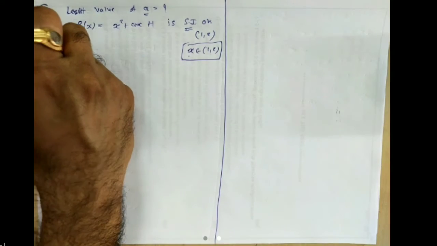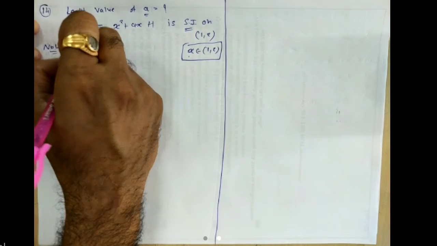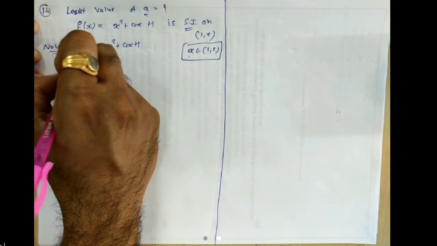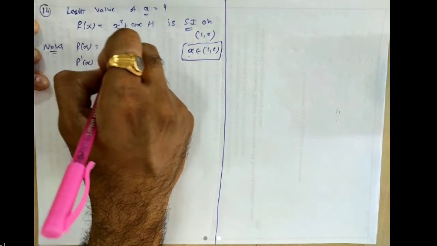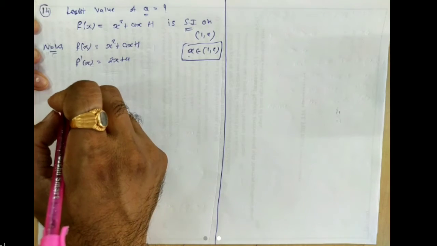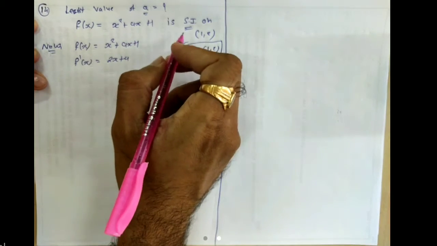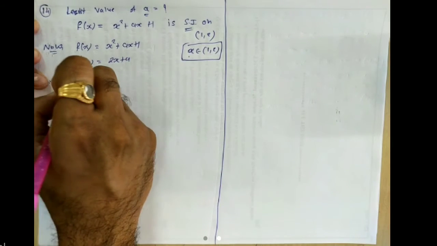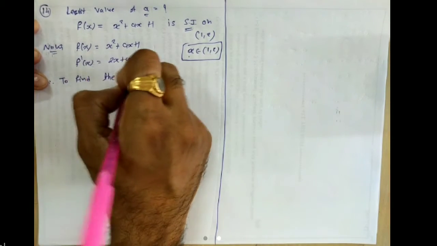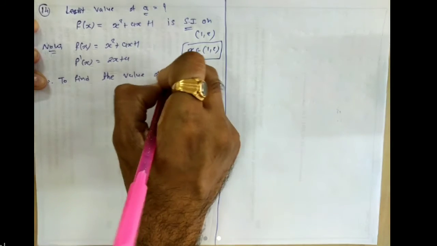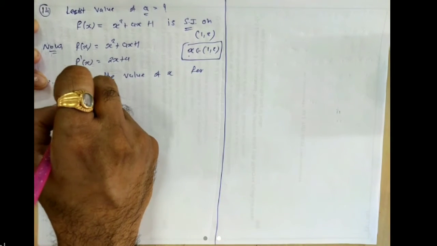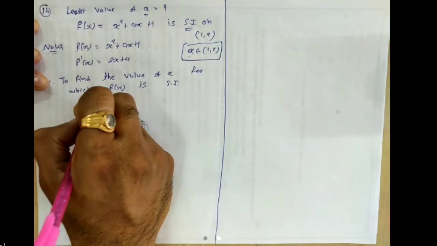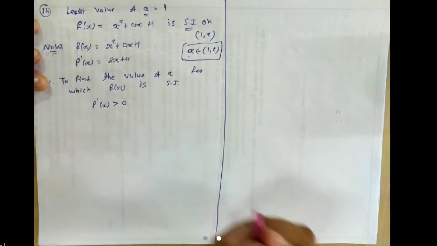So now again, start with the given function f of x equal to x square plus ax plus 1. Differentiate on both sides, f dash x equal to 2x plus a. Done? Now for strictly increasing function, we have to find the value of x for which f dash x is greater than 0. So to find the value of x for which our function f of x is strictly increasing function, what is the condition? Our f dash x must be greater than 0.